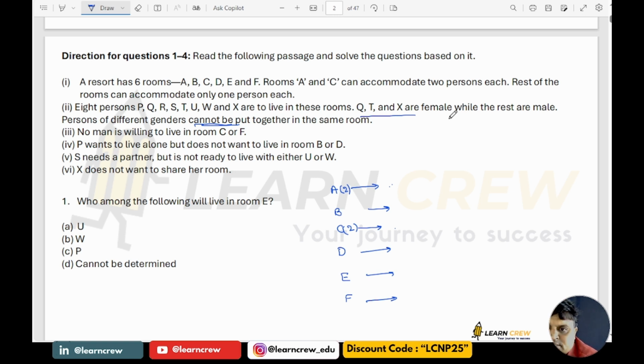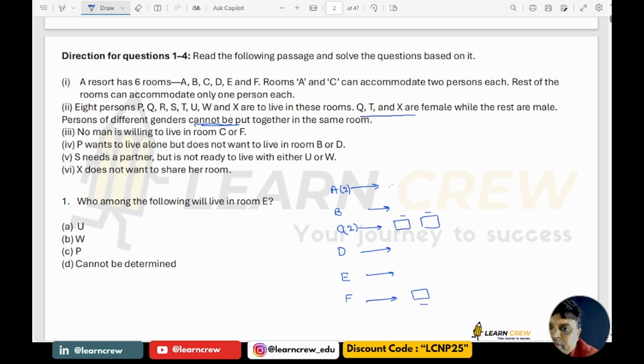Q, T, X are females. No man is willing to live in room C or room F. So here, in room C or room F, no man. Here it is women only. Because in room C you need 2 people, both are women only. And in F also there is no man, so in F also you have a woman.